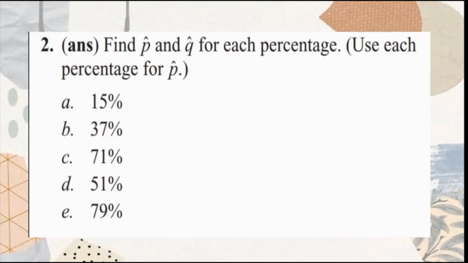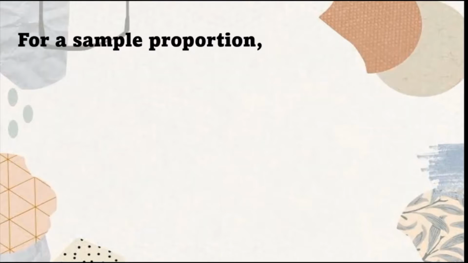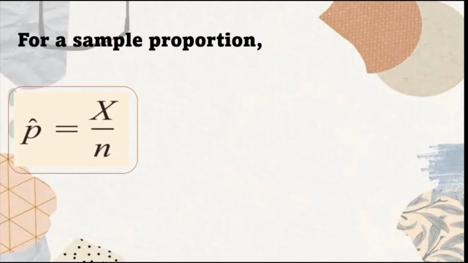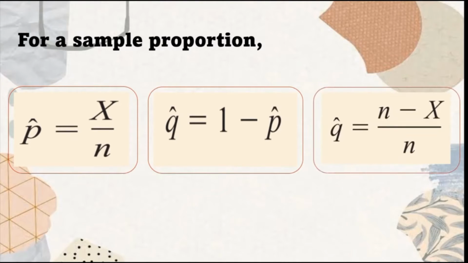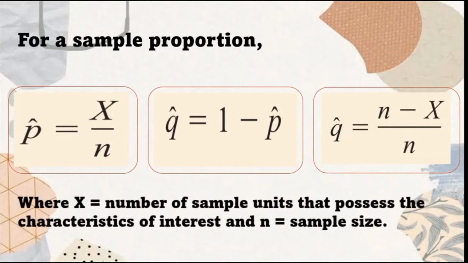To find P hat and Q hat, let's use the sample proportion formula. For a sample proportion, P hat is equal to X over N. Q hat is equal to 1 minus P hat. We'll use this formula instead of this one, because in the question we can use the given percentage for P hat only, where X is equal to number of sample units that possess the characteristic of interest, and N is equal to sample size.